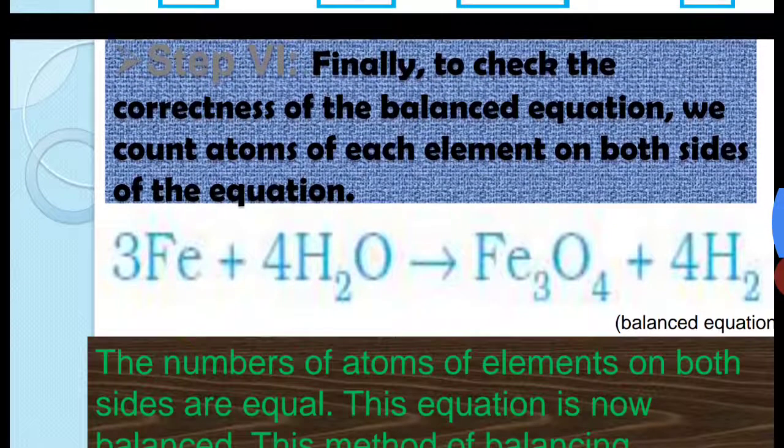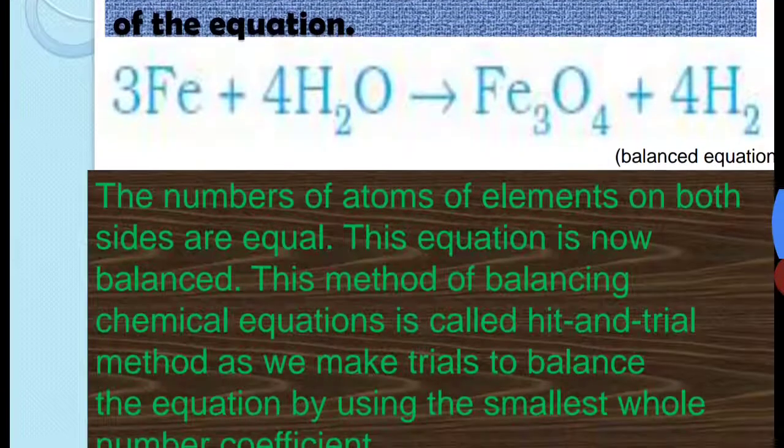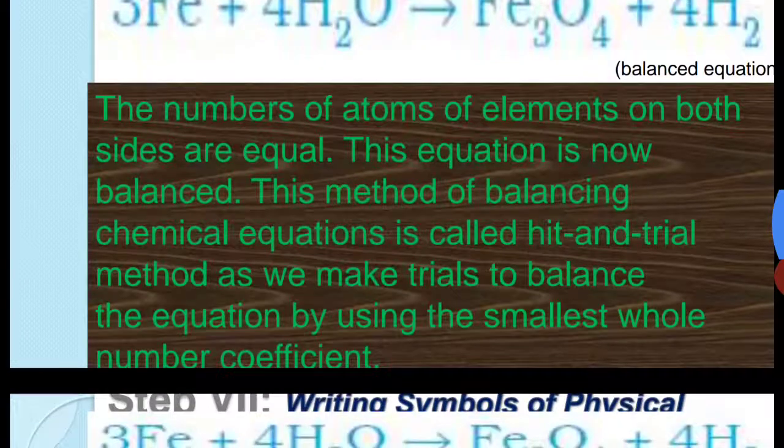Finally, check the correctness of the balanced chemical equation. The checkpoints will be that the number of atoms of elements should be equal and mass should be the same. This is also called the hit and trial method.